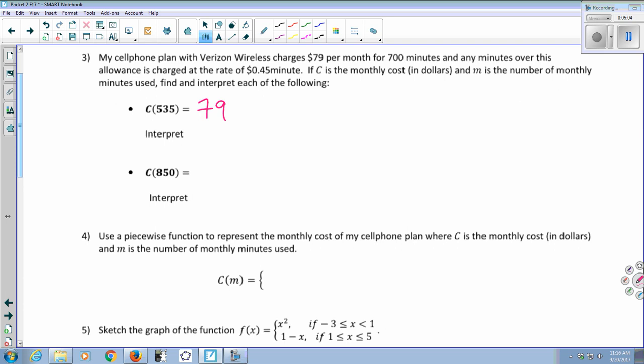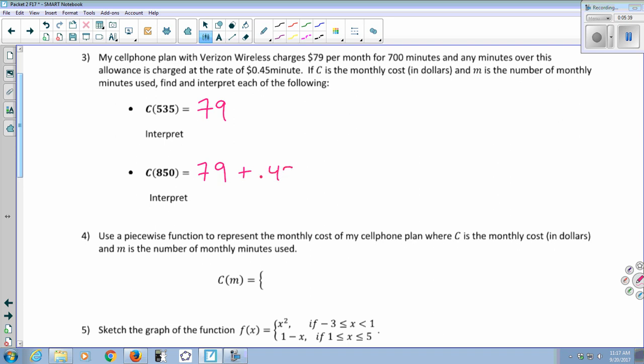But if you talk for 850 minutes, that is over your 700, right? So you're going to have to pay for the overages. So it's going to be 79. You have to pay the 79 no matter what, but then you have to pay your overages. So how much did we go over by? We spoke for 850 minutes. How many extra minutes do you have to pay for? And the answer is 150. You have to subtract the 700 you already paid for from the number of minutes you talked, and you have to pay for that 150 extra. And those are 45 cents a minute.